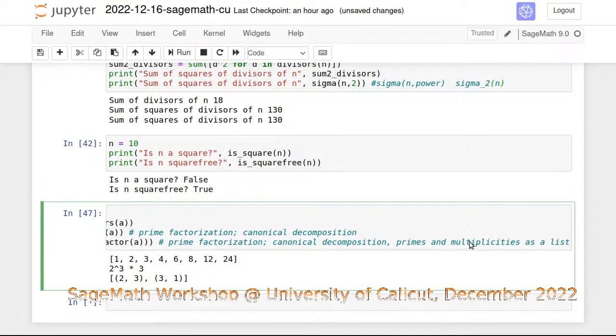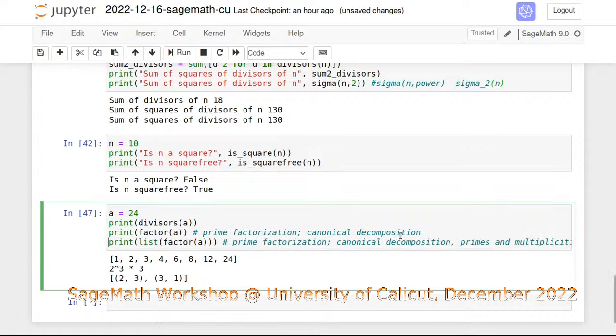Primes and multiplicities. So the factor function is like the prime factorization theorem, giving each prime number and its power. Prime factorization essentially says that any number can be written as a product of primes. That's the fundamental theorem of arithmetic, right? Here we are writing it as a power of primes, 2 to the power 3 into 3.